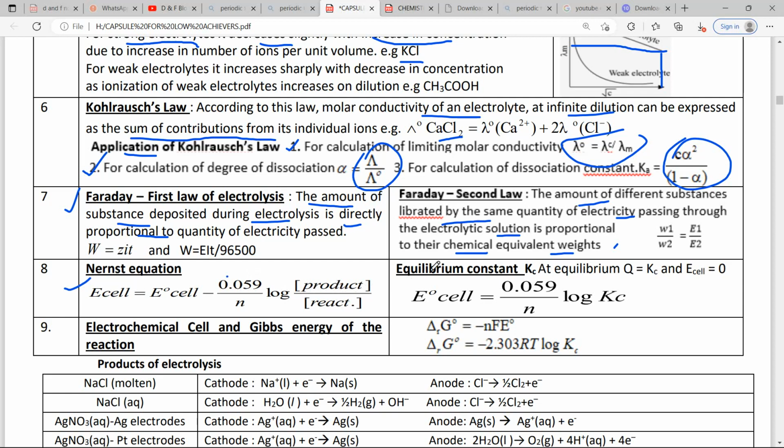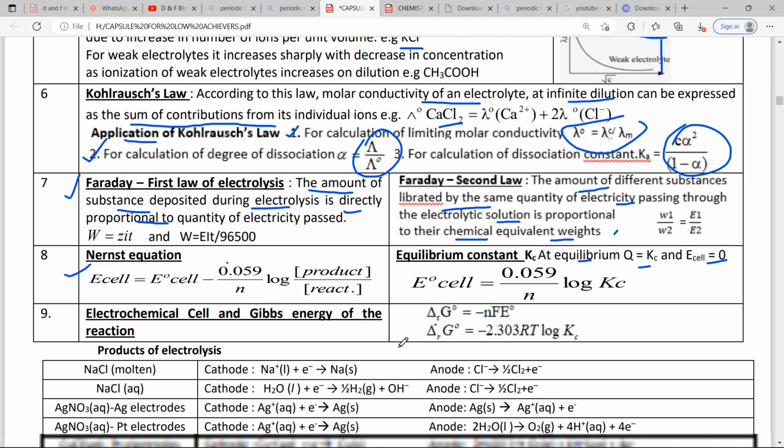And for the equilibrium constant Kc, E naught cell is equal to 0.059 by n, log of Kc. At equilibrium, you have to understand that Q is equal to Kc and E cell is equal to 0. And Gibbs energy, delta rG naught, is equal to minus nF E naught cell, and delta rG naught is equal to minus 2.303 RT log Kc. So by using this formula, we can calculate either log Kc or E naught cell or delta rG, right?